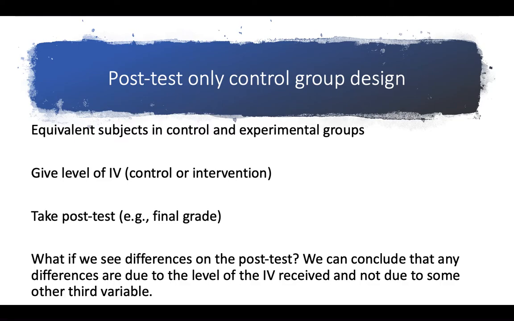So with a post-test design, you will have equivalent subjects in both groups. You give the level of the IV to each group, then you measure post-treatment. And what happens if we see a difference on the post-test? Well, we can conclude that differences are due to the level of the IV received and not by some third variable. But let's take a look at an example of how this actually looks.